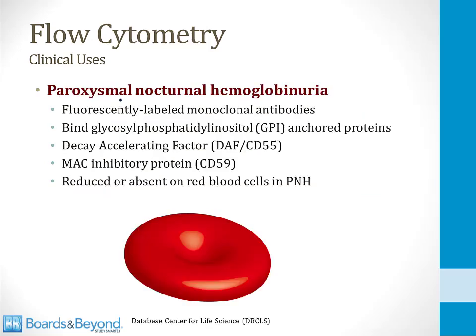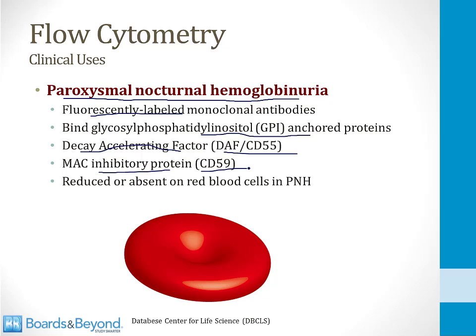Another clinical use of flow cytometry is in the diagnosis of the rare condition paroxysmal nocturnal hemoglobinuria. I discussed this condition in detail in the immunology video on complement because in this disorder, red blood cells inappropriately bind complement and lyse. But for our purposes here, know that you can diagnose it with flow cytometry by using fluorescently labeled monoclonal antibodies that bind to GPI-anchored proteins. These are the proteins that are deficient on the red cells of patients with PNH. They include proteins like decay accelerating factor, which is DAF or CD55, also MAC inhibitory protein or CD59.